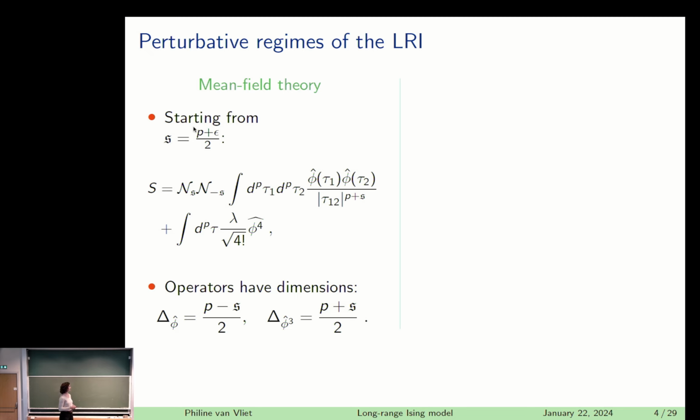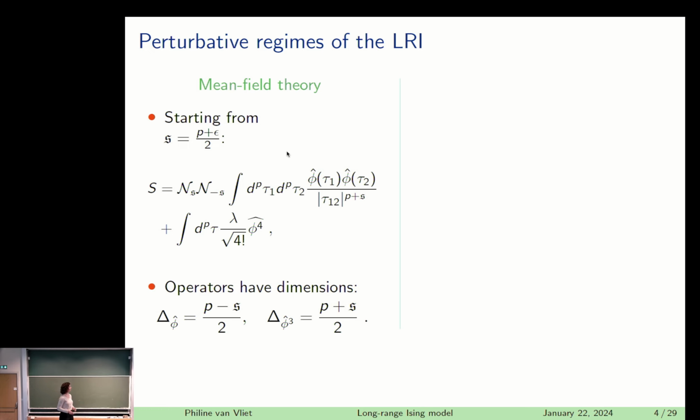And this is the starting point of the mean field theory. So we can define our action as follows, with a phi to the 4th interaction here. And we see that if S is smaller than this, the interaction becomes irrelevant, and so we have to take S strictly larger than p over 2. So epsilon will always be positive here.